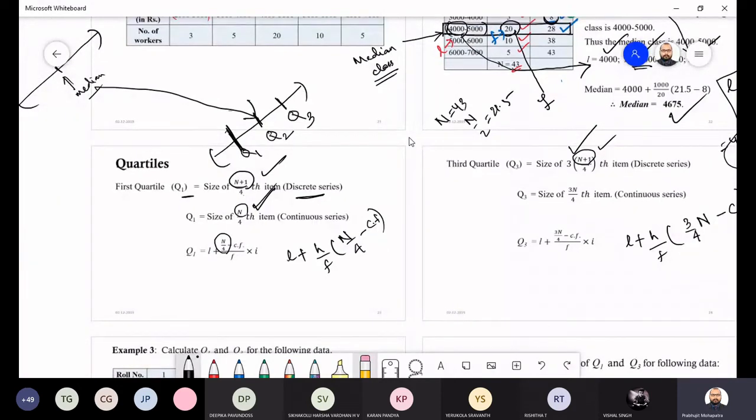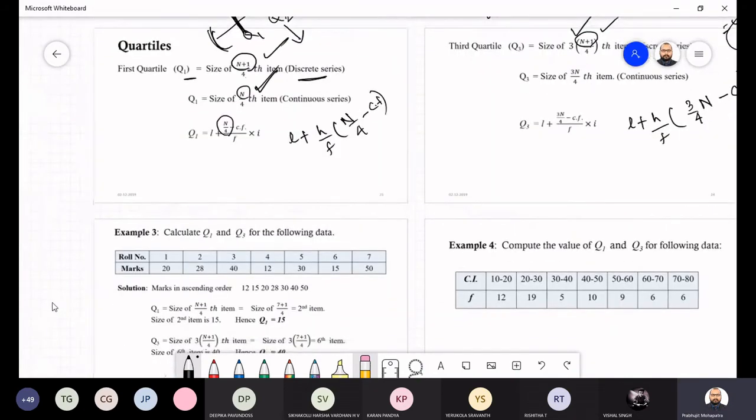Q2 is the same as the median, and the starting point and end point you also know. So you calculate Q1, you calculate Q3, that will be enough. Getting or not? So we'll see one example here.